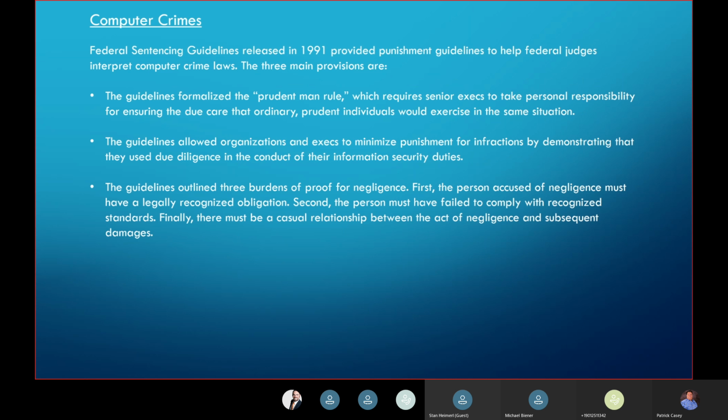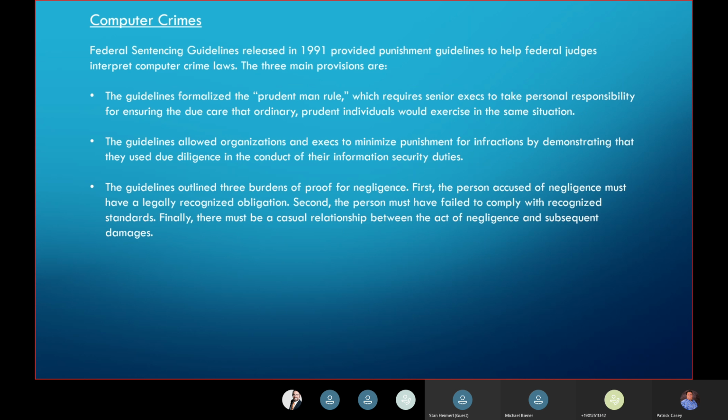The guidelines allowed organizations and executives to minimize punishment for infractions by demonstrating that they used due diligence in the conduct of their information security duties. Again, it comes back to due diligence, right? We have to make sure that the board, that we ourselves, are having due care and doing due diligence whenever we are doing our job when it comes to security.